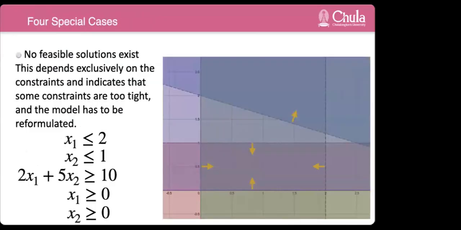Okay, now we consider 4 special cases. If the constraints do not define a feasible region, we call it no feasible solution. You don't have to consider the gradient of the objective function or anything, because you don't have a feasible region. Of course, no feasible solution exists.